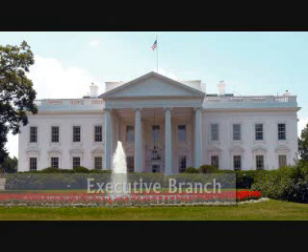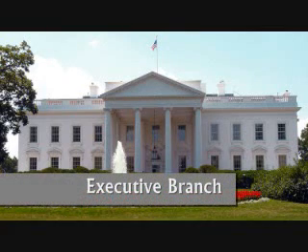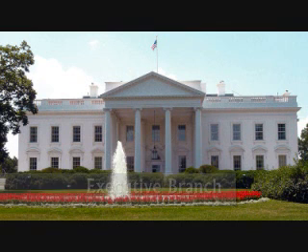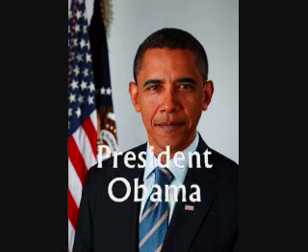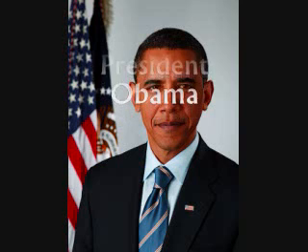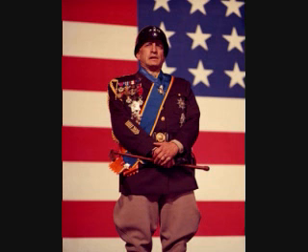The executive branch of the government makes sure that the laws of the United States are obeyed. The President of the United States is the head of the executive branch of the government. The President has very important jobs, some of which are: enforces laws, approves or vetoes Congress bills, makes foreign policy, writes federal budgets, and directs the military.